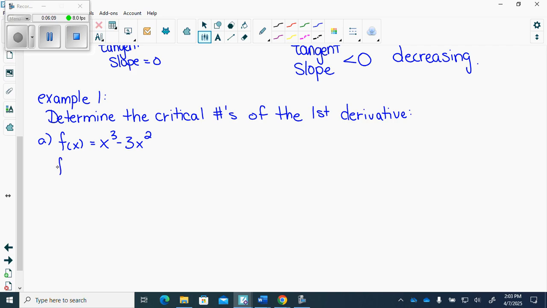So for the critical numbers, we take f prime of x, and we find that first. So how do we do the derivative of x cubed minus 3x squared? What are we going to get? 3x squared minus 6x. And the critical numbers are where the tangent slope is equal to what? 0. So we do 0 equals 3x squared minus 6x. How can I solve this? What can I take out of here? 3 and an x. And what am I left with? x minus 2.